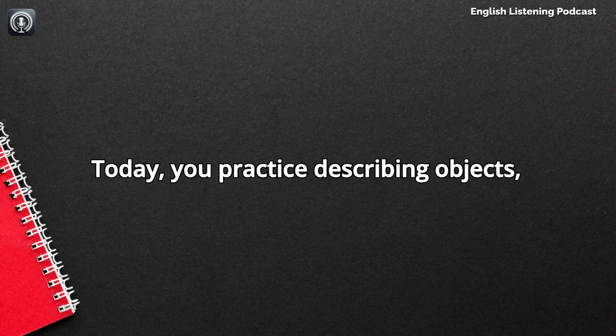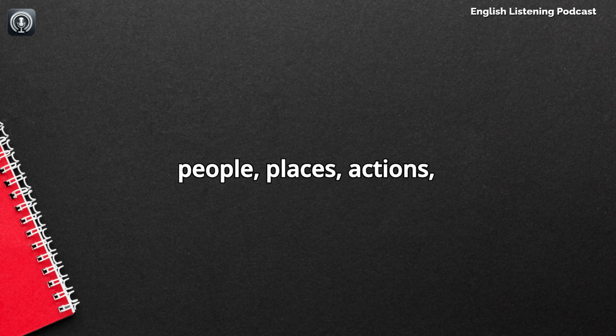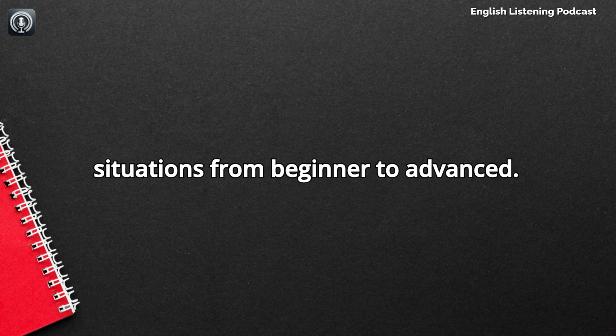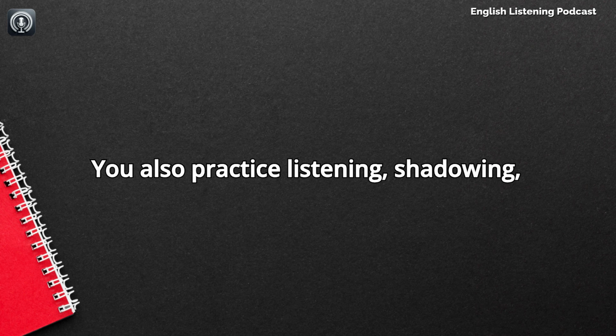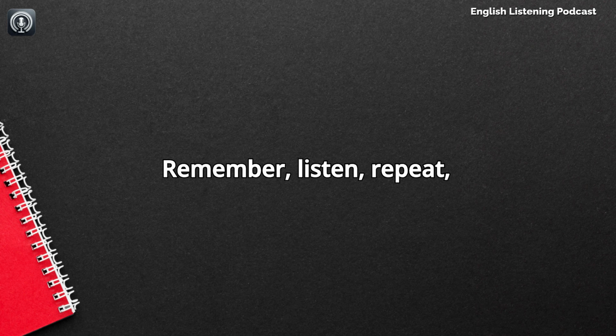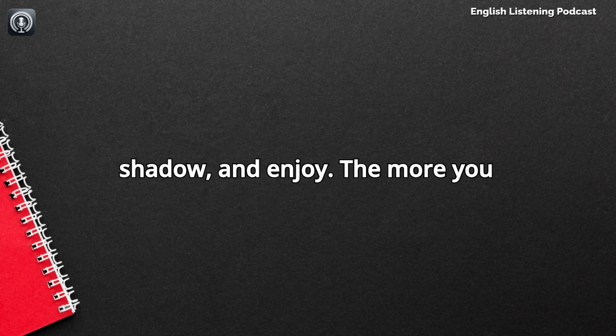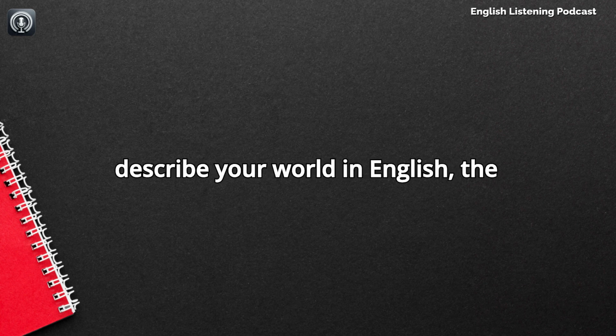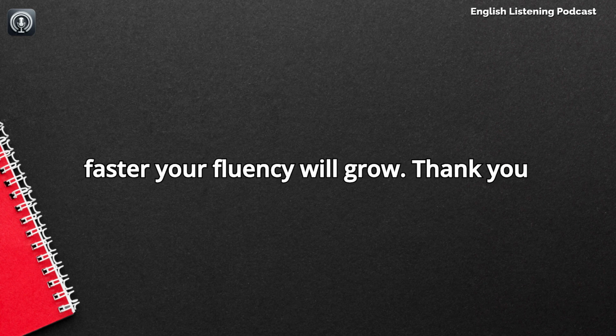Amazing! Today, you practiced describing objects, people, places, actions, emotions, events, and situations from beginner to advanced. You also practiced listening, shadowing, and using natural English expressions. Remember, listen, repeat, shadow, and enjoy. The more you describe your world in English, the faster your fluency will grow.